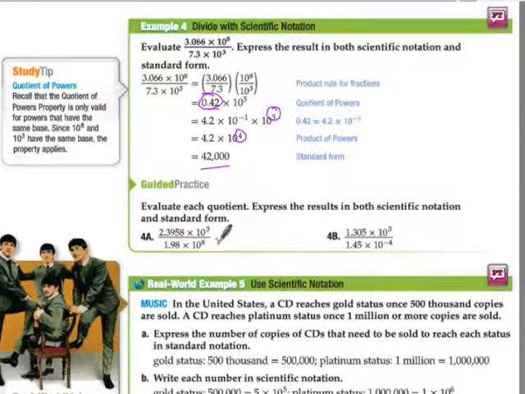All right. 4A is 1.21 times 10 to the negative 5th, or 0.00000121. And 4B is 9 times 10 to the 6th. 9 times 10 to the 6th, also known as 9 million.